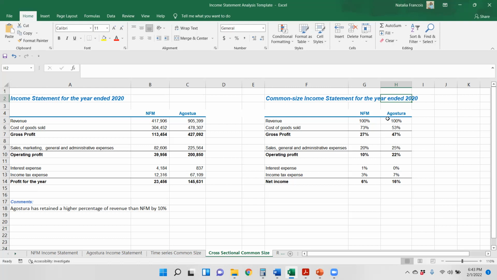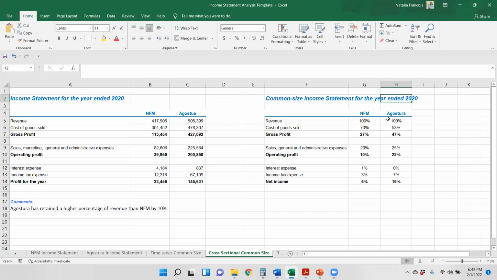When I looked at the general expenses, basically within the same range, 20 to 25. Interest expense, Angostura had none. Income tax expense, Angostura was taxed more. We know alcohol is taxed more. However, Angostura's net income was higher than NFM's. They were able to retain 16% of their income. So what happened here? They make 100%. So let's say they make $1. So every dollar they make, 16% went into profits. 16 cents.